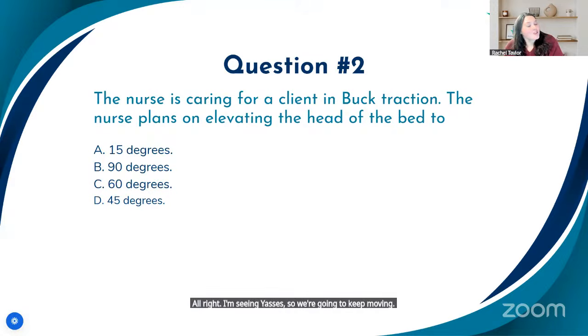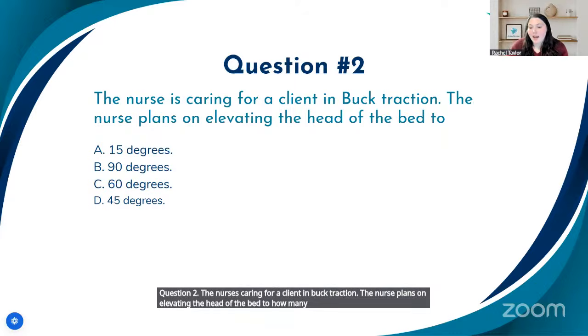Question two, the nurse is caring for a client in Buck's traction. The nurse plans on elevating the head of the bed to how many degrees? Okay, they're in Buck's traction. Knowing your traction types is really important. You could definitely get tested on these on your NCLEX exam.